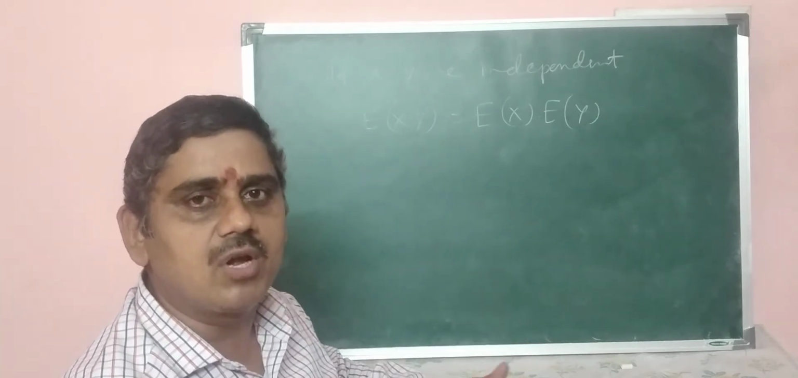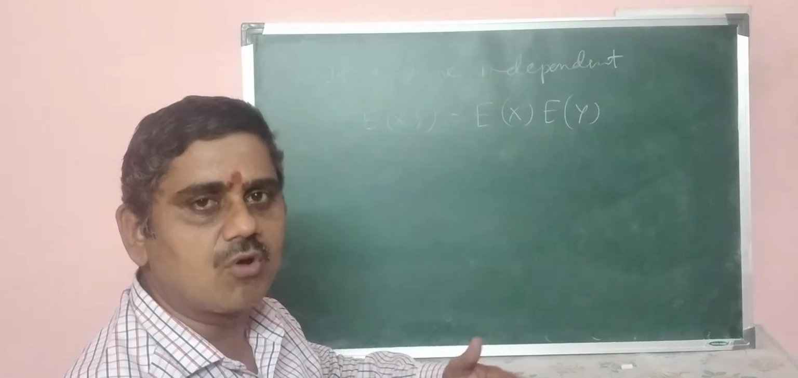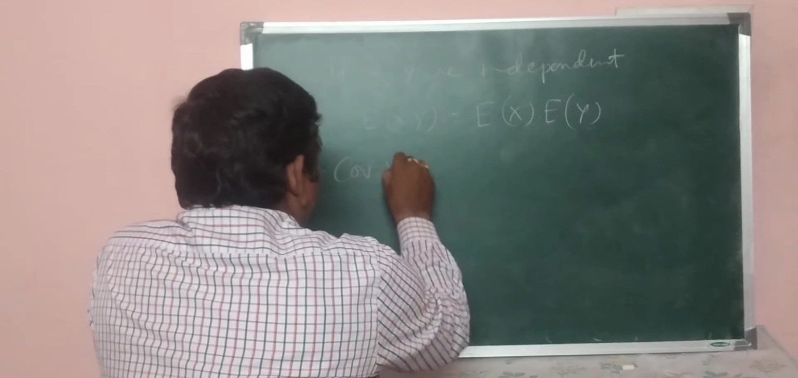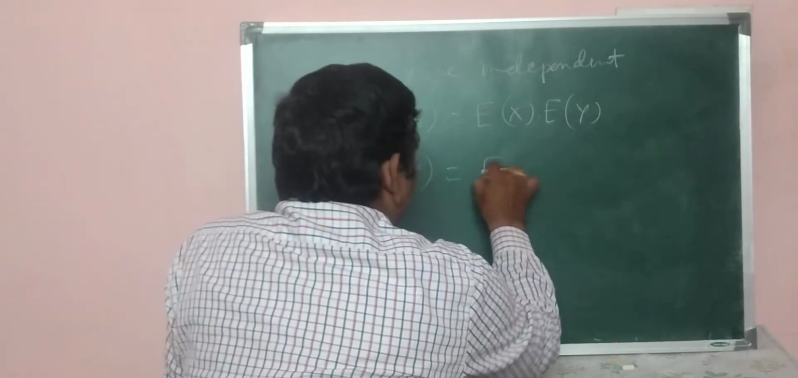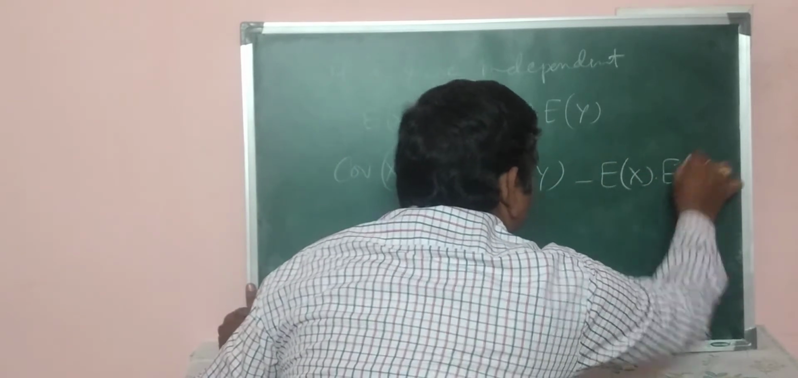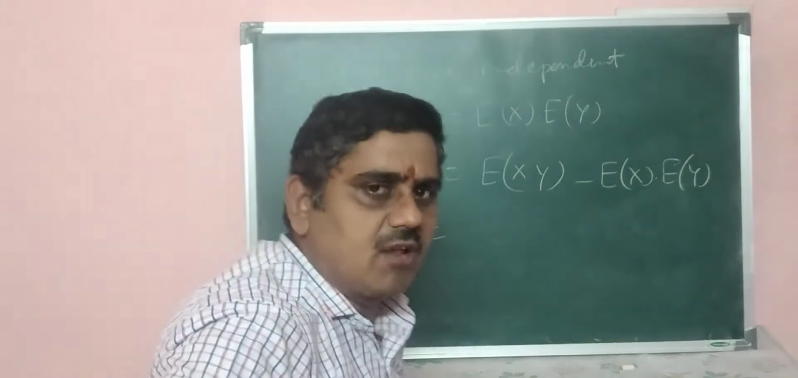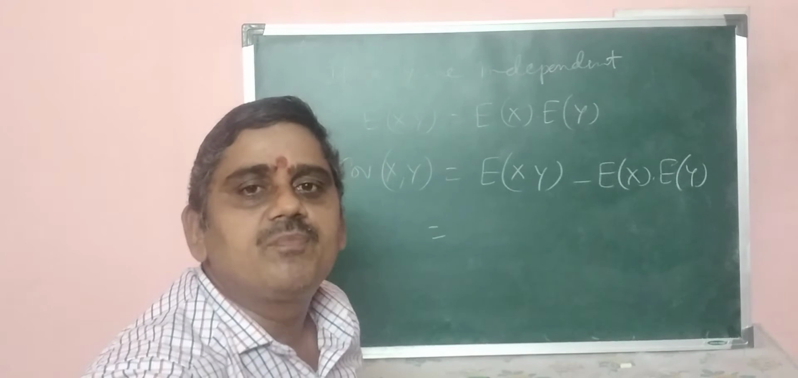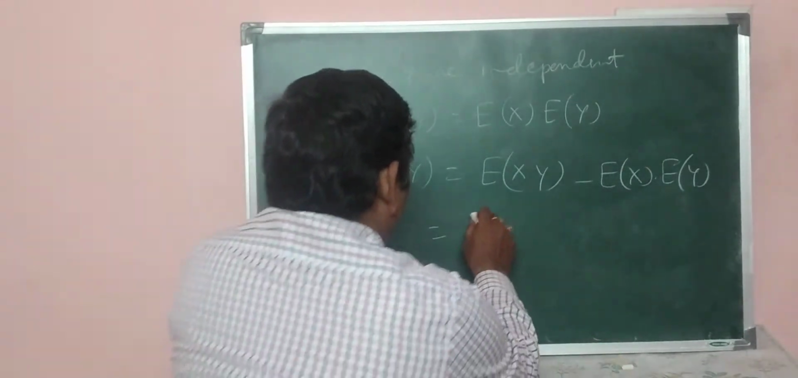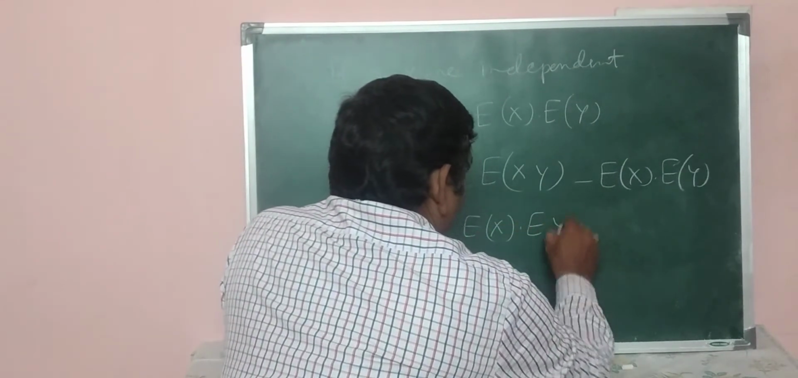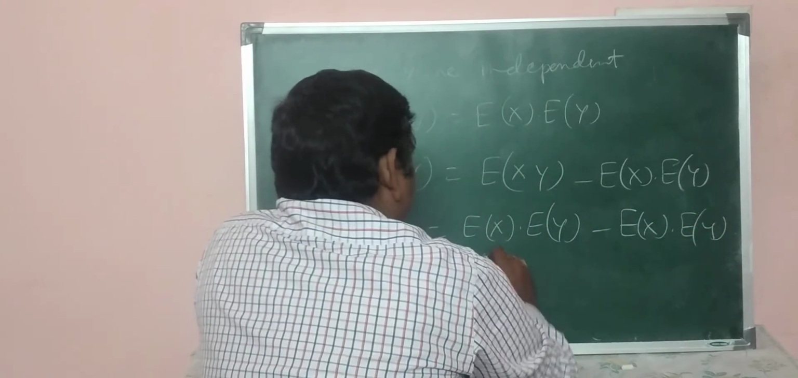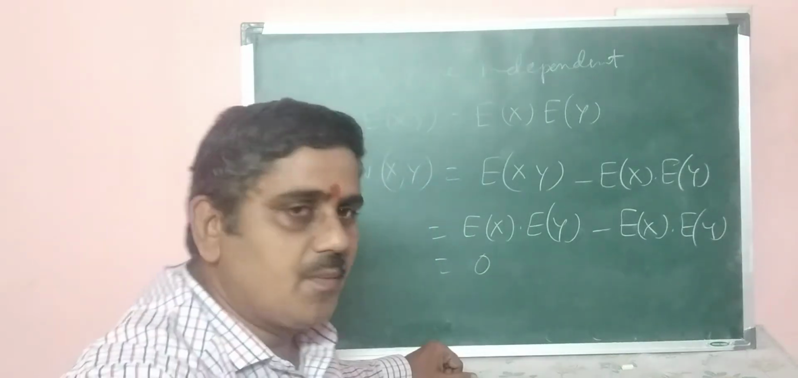Ultimately, we have to calculate the correlation coefficient, the relation between the two variables. So I am calculating covariance of xy. One formula of covariance of xy is expectation of xy minus expectation of x into expectation of y. I substitute expectation of xy as expectation of x into expectation of y, minus expectation of x into expectation of y. Both get cancelled, so it is equal to 0. That is, covariance is 0.